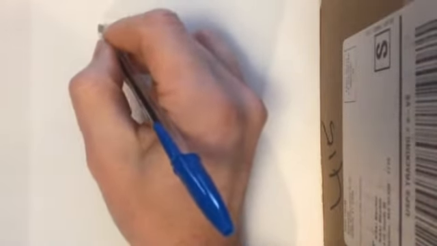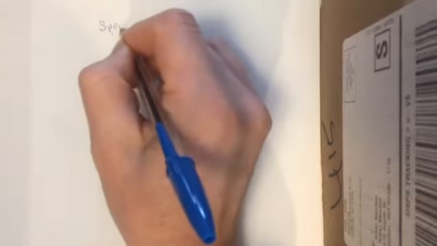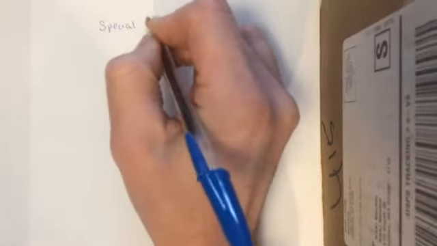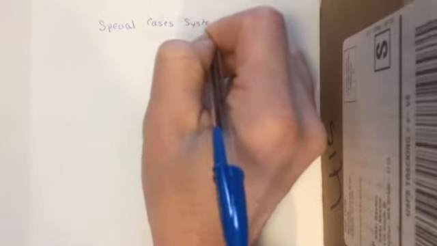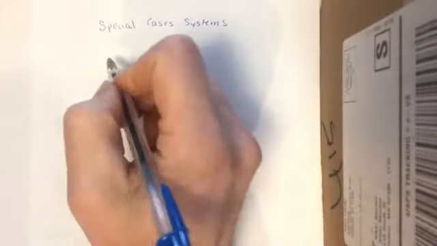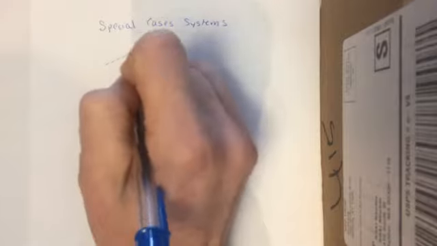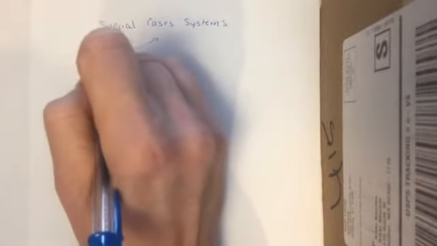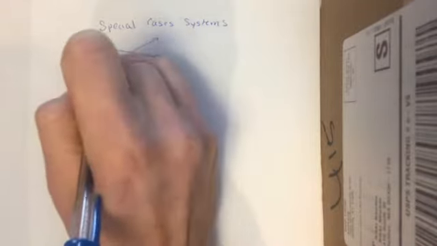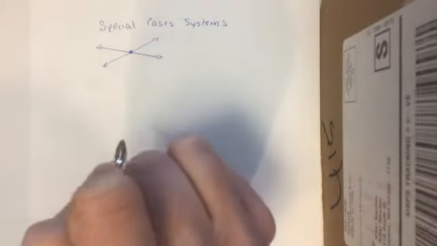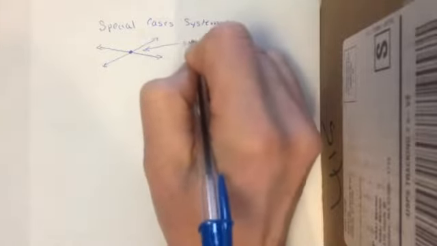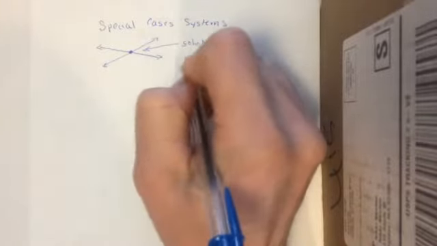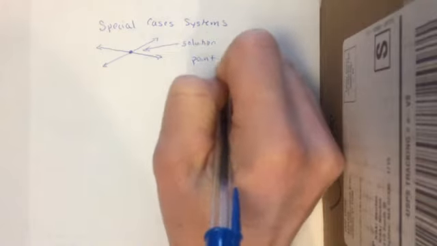So this is the lesson on special cases of systems. Let's put this brief thing in your notebook. We've been solving systems for several class periods now, and all of the problems that we've actually done and found solutions to were the case where if you graphed the two lines, they would intersect in one point. So this is what we've been doing, and the solution would be the point of intersection.